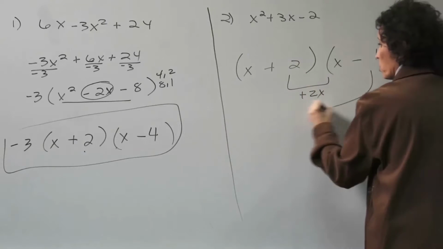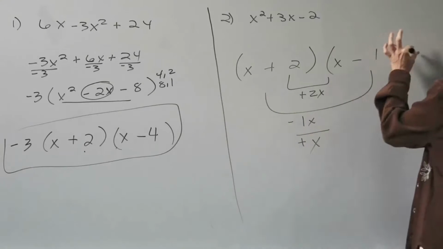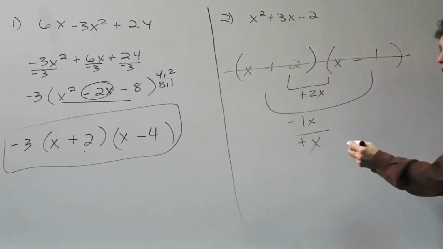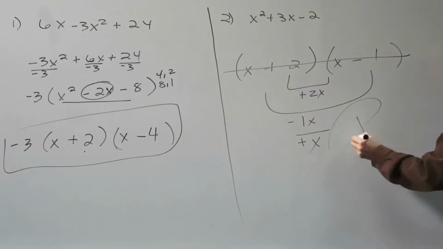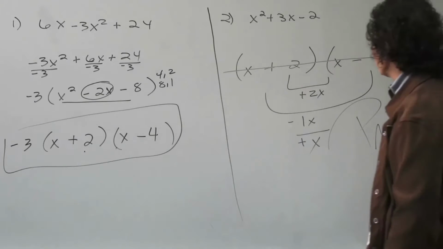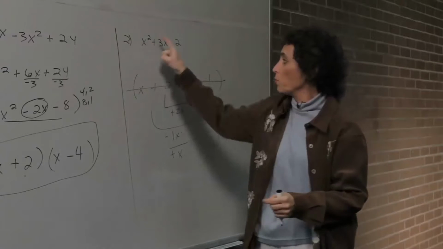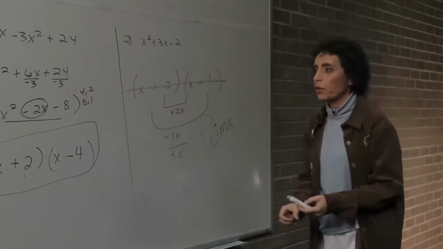Positive 2x, negative 1x is a positive x. It does not work. This is, say it with me, prime. This is prime. Because that was my only choice, 2 times 1, x times x. That's it. Because both those numbers happen to be prime, it didn't give me that middle term.